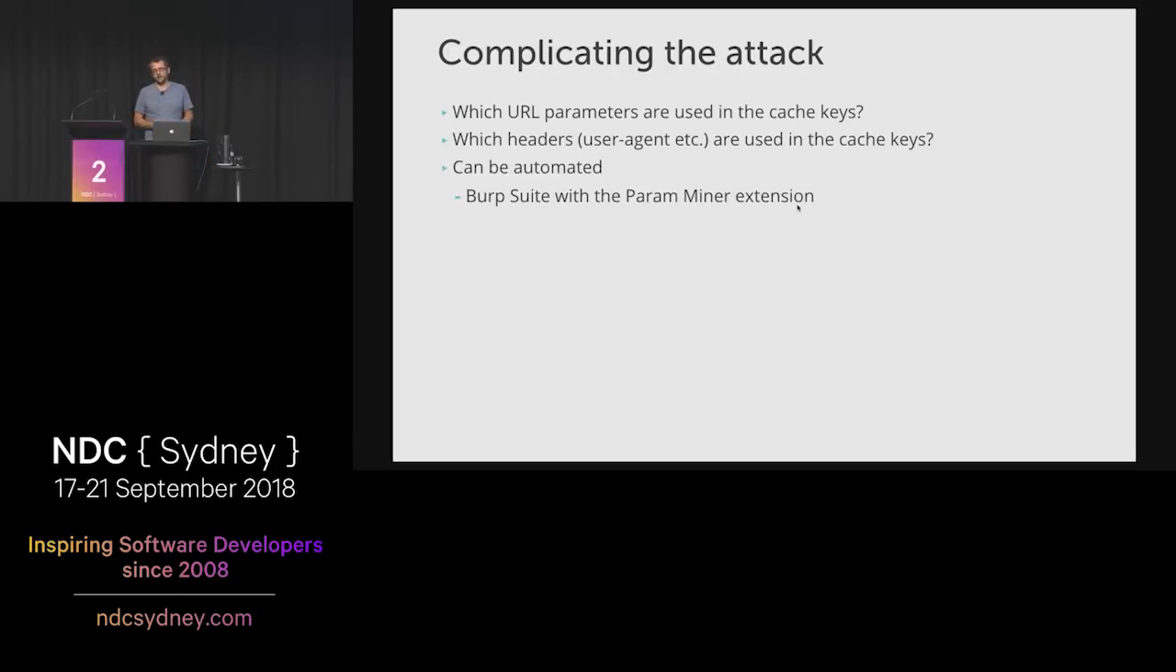James Kettle created a plugin for Burp Suite called Param Miner, which actually does this for you. It tries to figure out which headers and parameters are actually a part of the cache key. So that can be quite useful to test with.